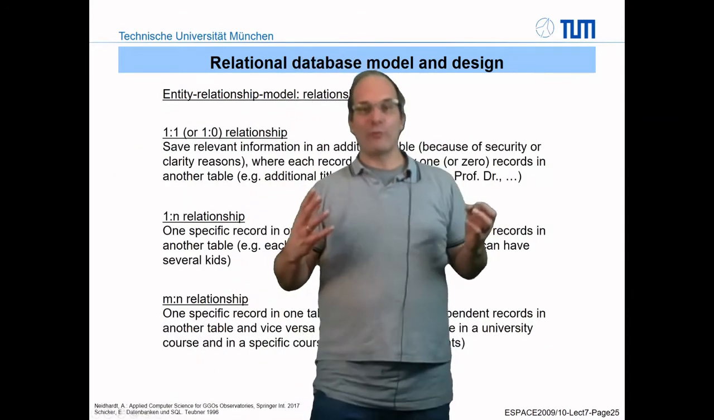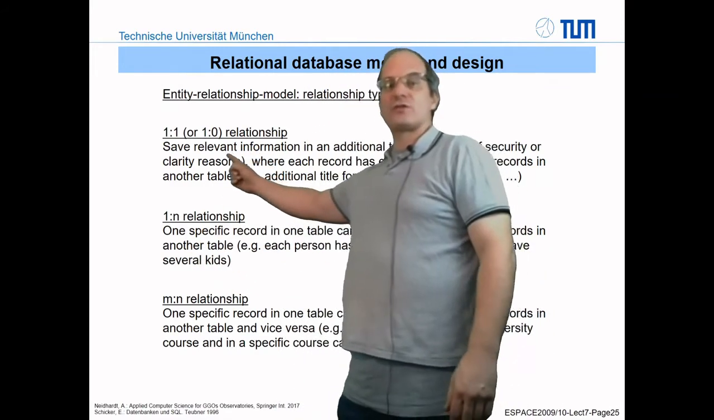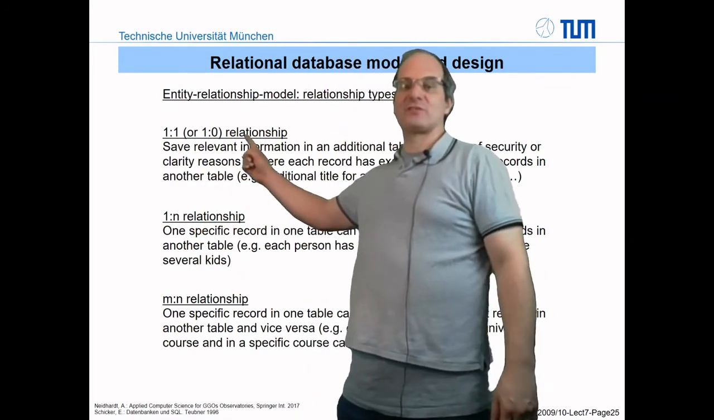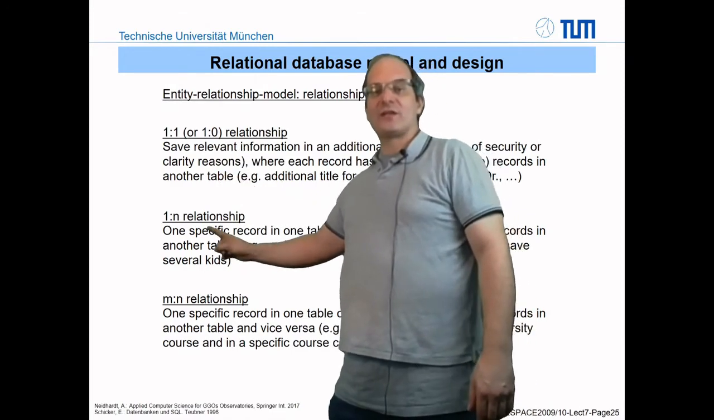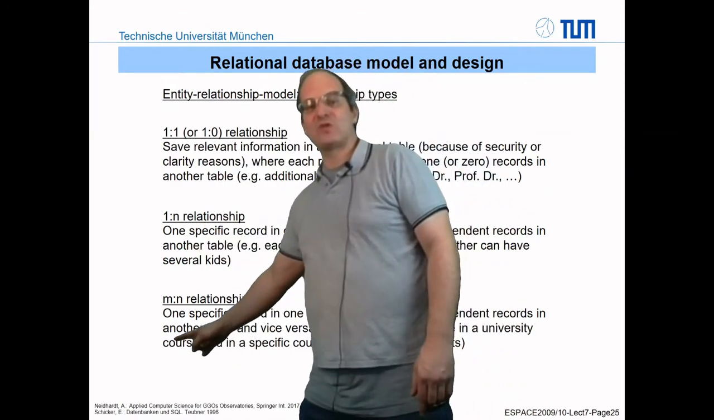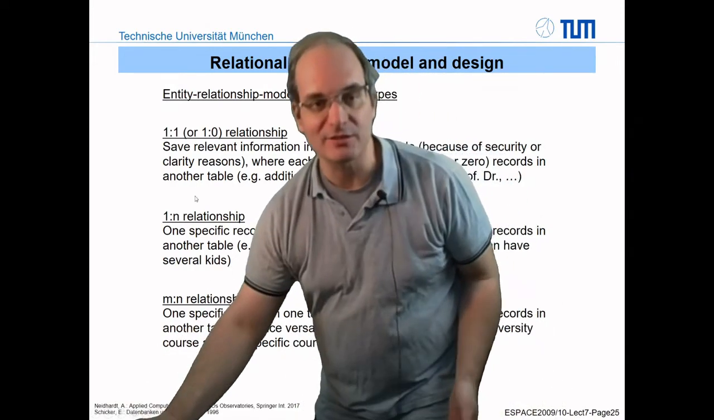So therefore, we have to discuss these relations. There's a 1-to-1 or a very specific 1-to-0 relation. I will directly explain it. A 1-to-n or an m-to-n or n-to-m relation. So what are the differences?